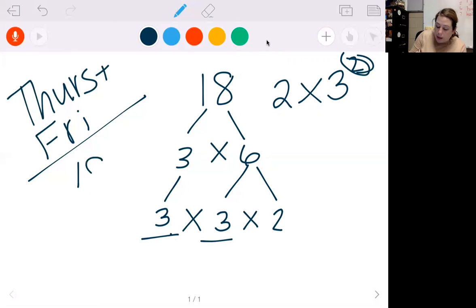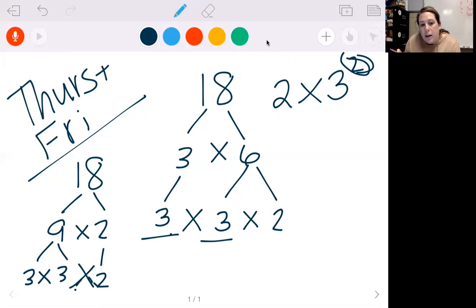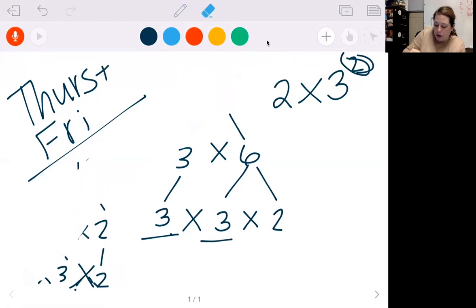Now I could do it like this. 18 is 9 times 2. 2 is prime, so I'm going to leave it as 2. 9, you get 9 by doing 3 times 3. Oops, sorry, it doesn't want to work. So I get the same answer. So it doesn't matter which factors you use to get to the number they give you, as long as you get the correct answer in the end. So let's do another one together.